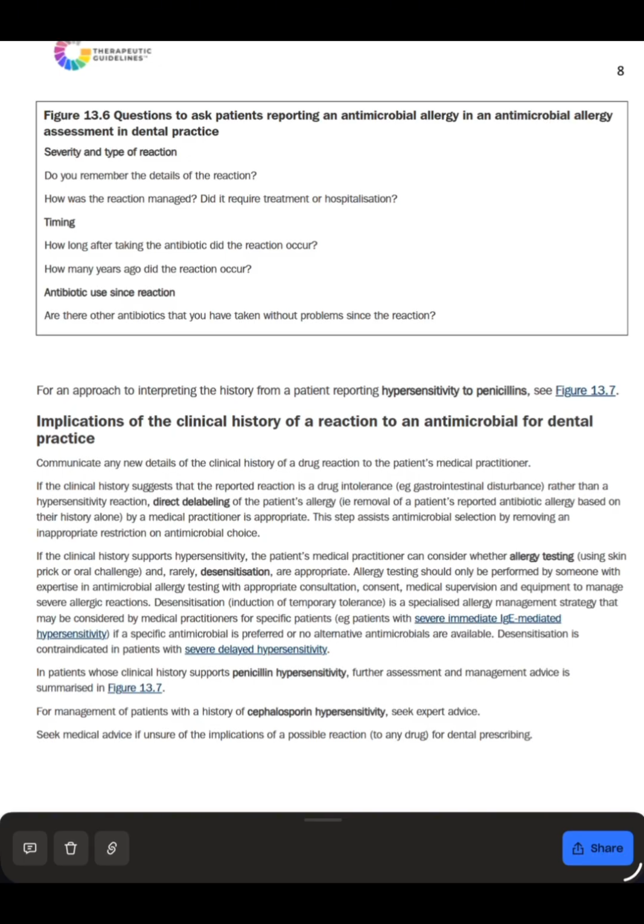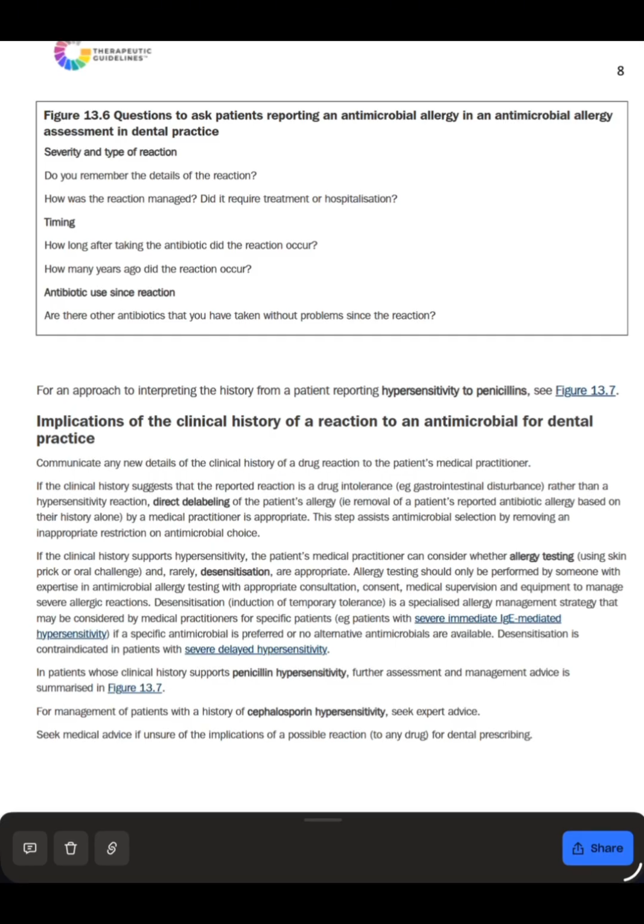Desensitization, which is an induction of temporary tolerance, is a specialized allergy management strategy that may be considered by medical practitioners for a specific patient. For example, if the patient has severe immediate IgE mediated hypersensitivity, if a specific antimicrobial is preferred, or no alternative antimicrobials are available. Desensitization is contraindicated in patients with severe delayed hypersensitivity.